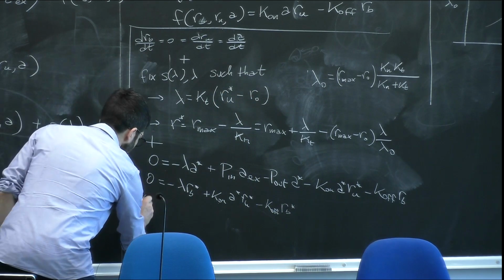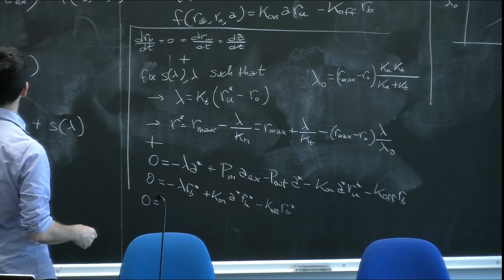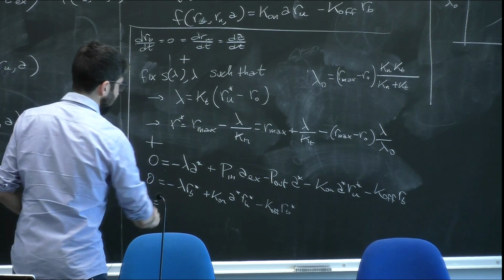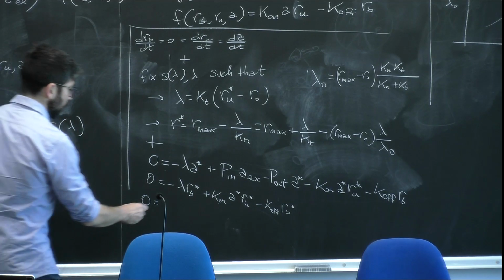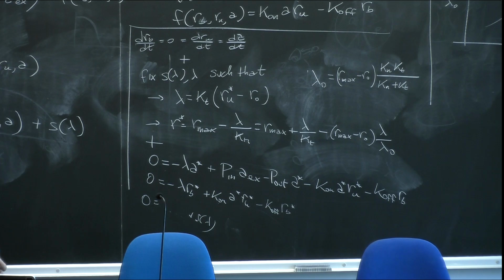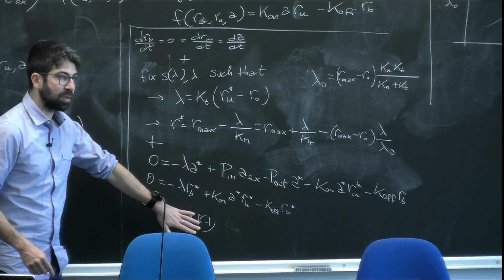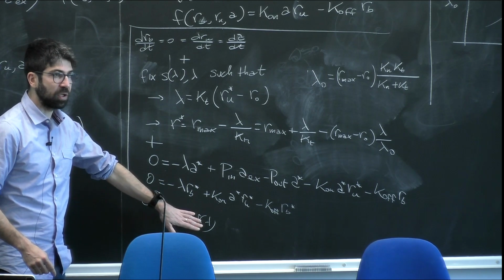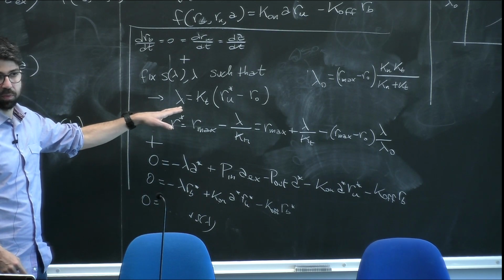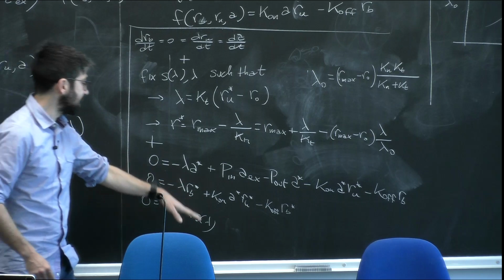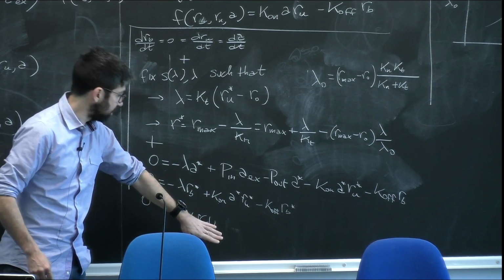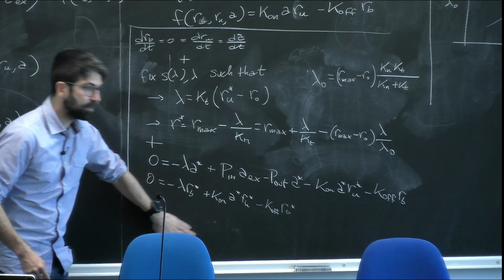And then I have another equation, which half of you cannot read. In principle, I have this other equation, which is something that depends on S of lambda. But I will not write this equation, because I fixed S of lambda by using these two. I could write it and use it to derive the value of S of lambda, but I will not write it.